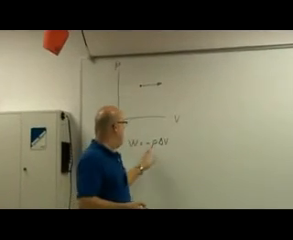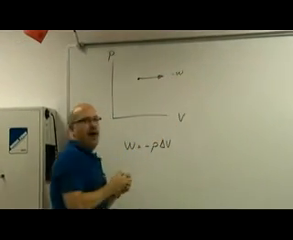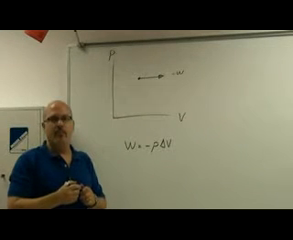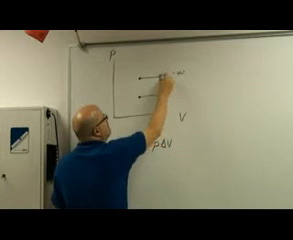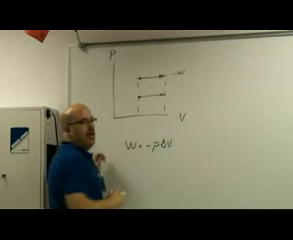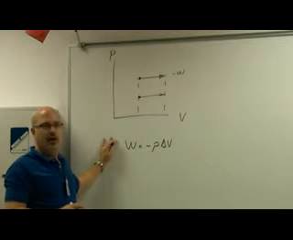Which one is doing work, the gas or the environment? Well, the gas is doing work, so that would be negative work, right? So this is negative work. What if I'm right here and go from here across to here? It's still negative work, but is it the same magnitude of work?